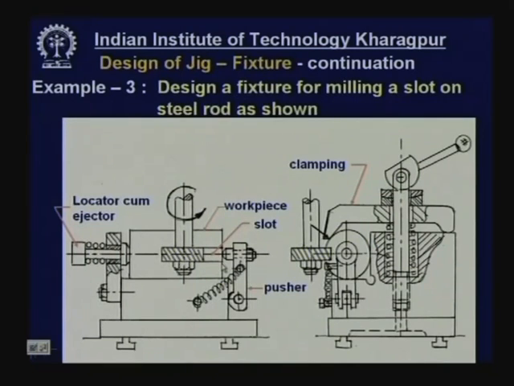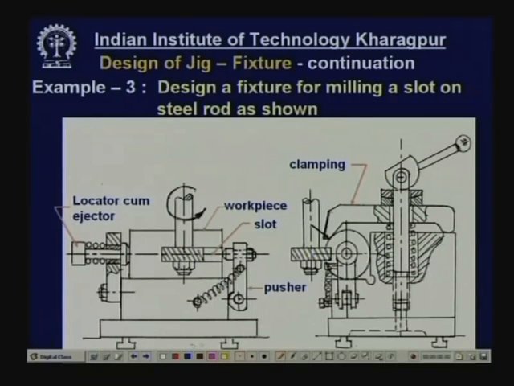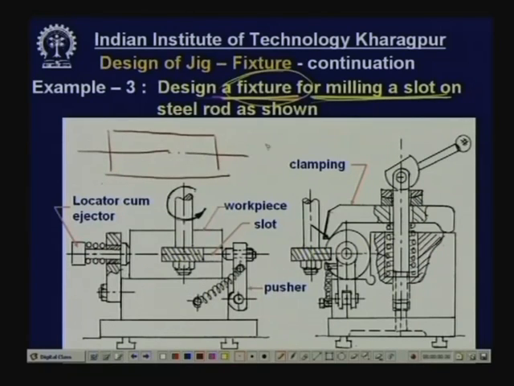Now let us take another example, okay, design of jig fixture continuation. Example 3, design a fixture for milling a slot on a steel rod as shown. Now look here, this is a different type. This says that design a fixture, because this is a milling operation, milling a slot, so there is no drilling work or making any hole. So this will be a fixture which has to be designed. Now what is the task? The task that has been told, this is a rod, okay, a straight rod, a pre-machined rod here.